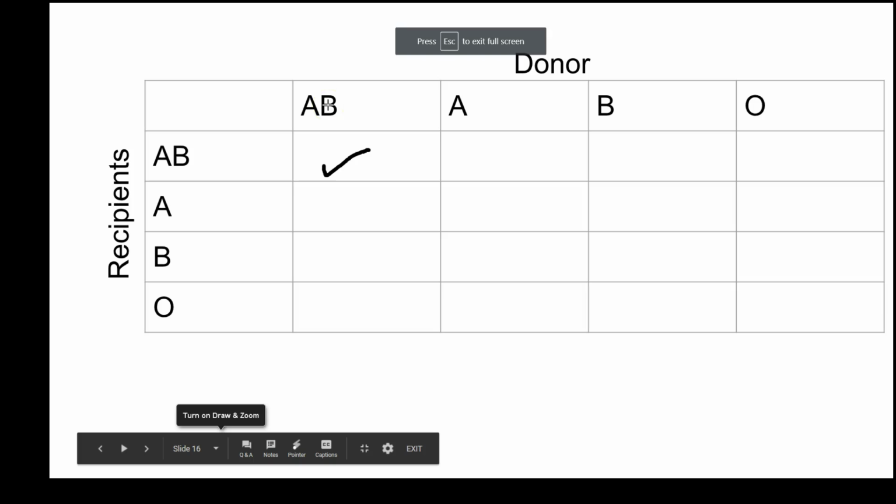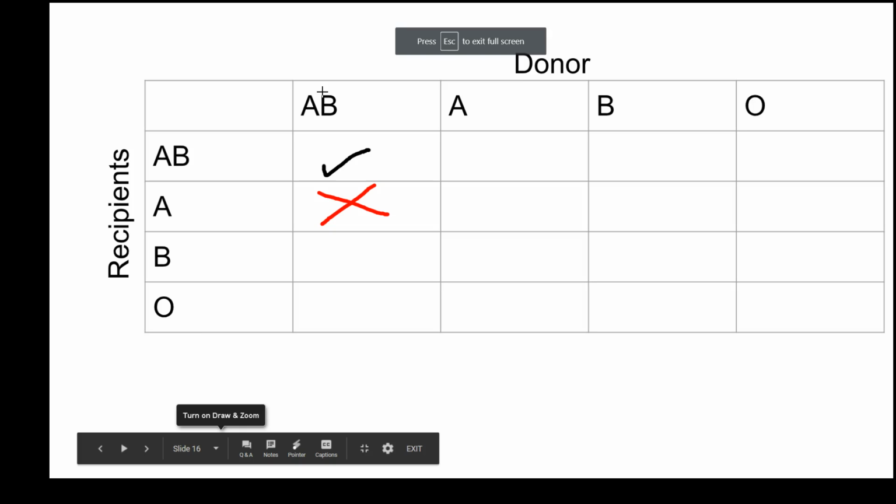Now, if you have AB blood and you're trying to give it to somebody with type A blood, do we think that's going to work out? I don't believe that's going to work because the person with this A blood type has antibodies looking for this B. So this person with type A is looking for this kind of antigen, and all of these blood cells have both A and B antigens on them. So this is not going to work. That person's antibodies are going to attack any blood from this donor. All right, let's keep going down the list.